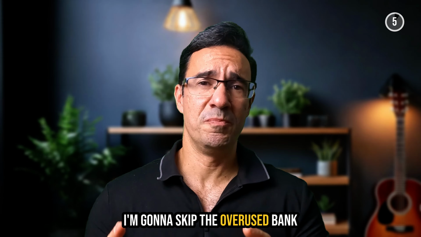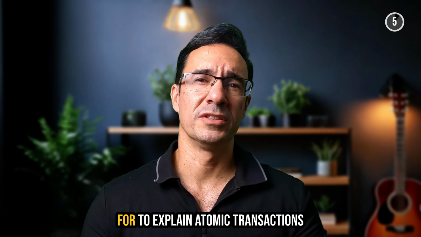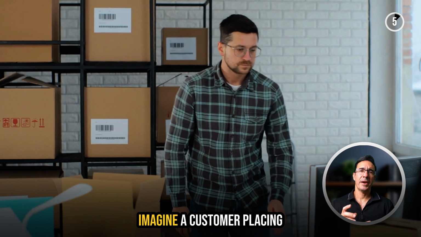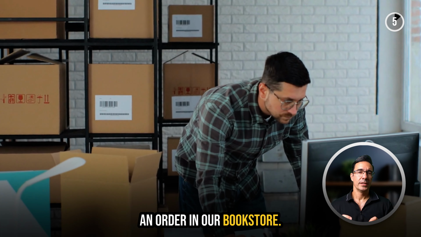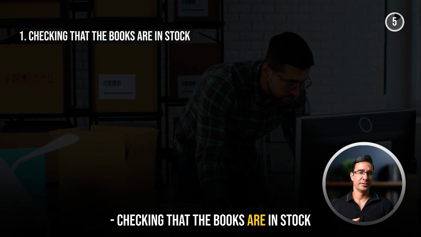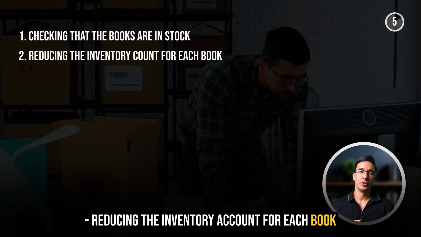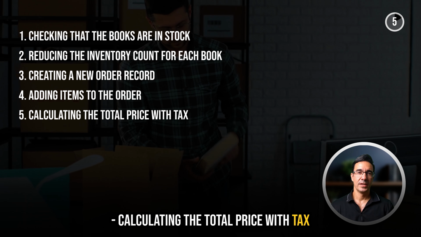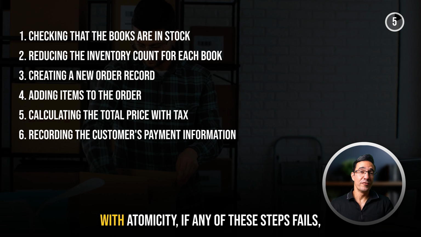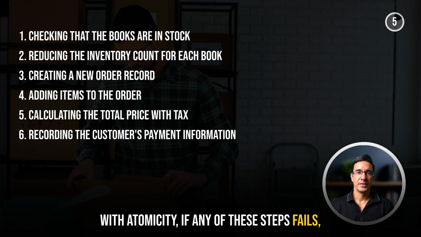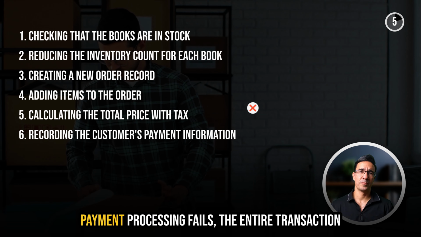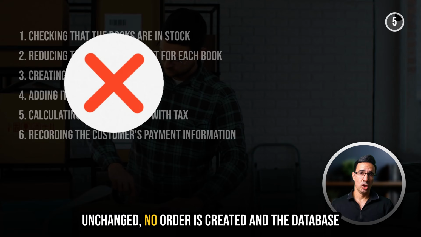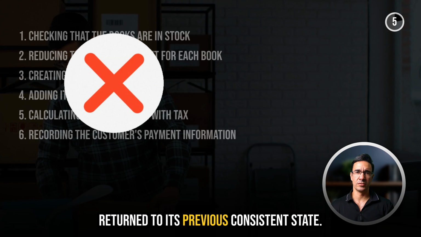I'm going to skip the overused bank transfer example that everyone reaches for to explain atomic transactions and consider something different: an e-commerce order system. Imagine a customer placing an order in our bookstore. This transaction might involve checking that the books are in stock, reducing the inventory count for each book, creating a new order, adding items to the order, calculating the total price with tax, and recording the customer's payment information. With atomicity, if any of these steps fails, perhaps a book is suddenly out of stock or payment processing fails, the entire transaction is rolled back. The inventory counts remain unchanged, no order is created, and the database returns to its previous consistent state.